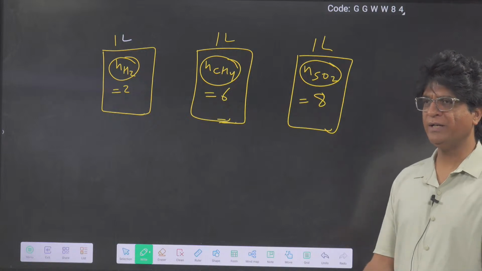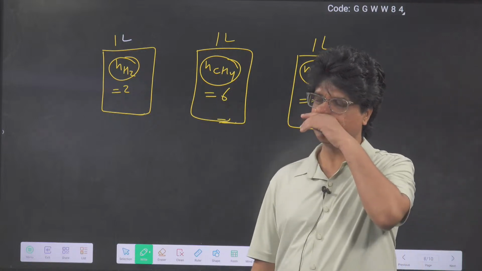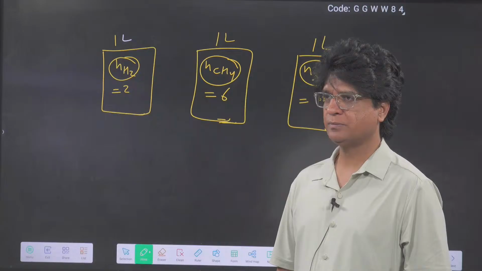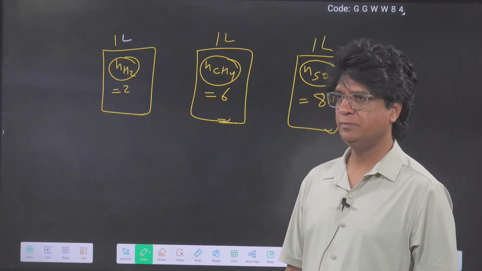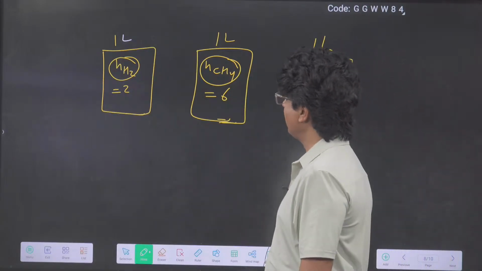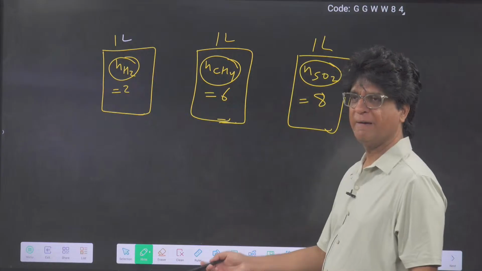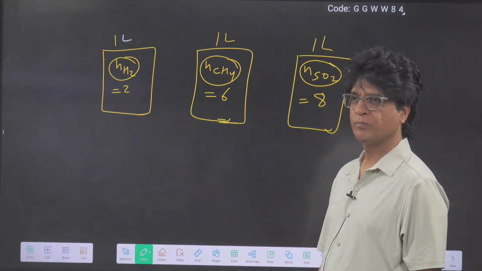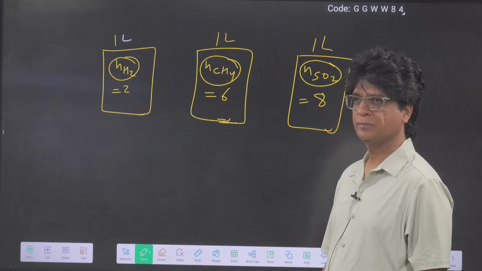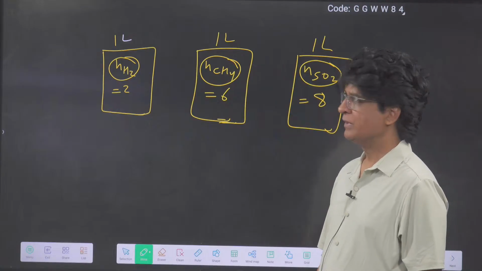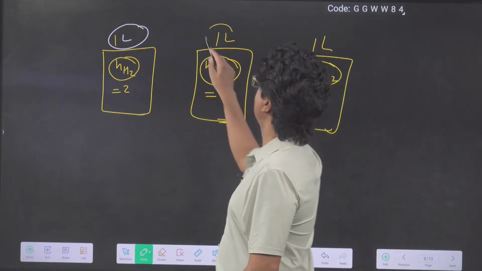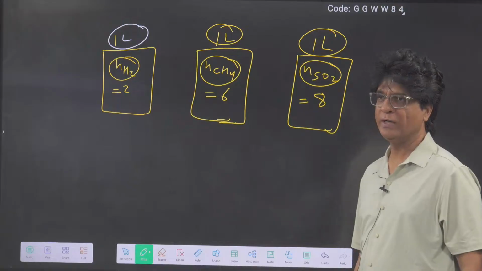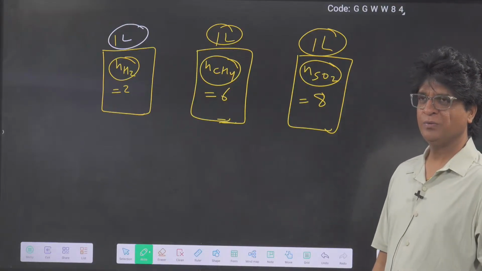Come on, be quick. Everyone should answer it. See, the answer is the same. Equal in all. They are all in a 1 liter vessel. All of them are in a 1 liter vessel, right?